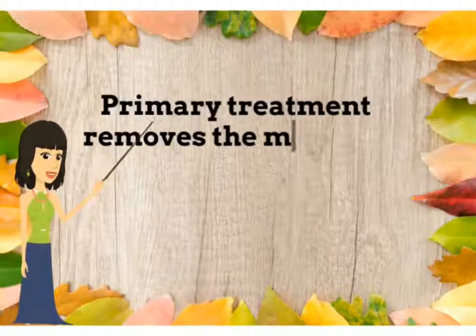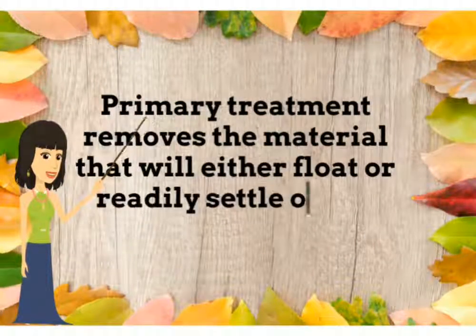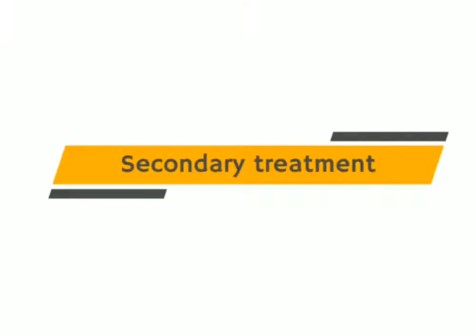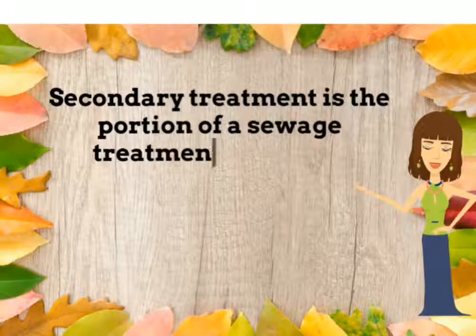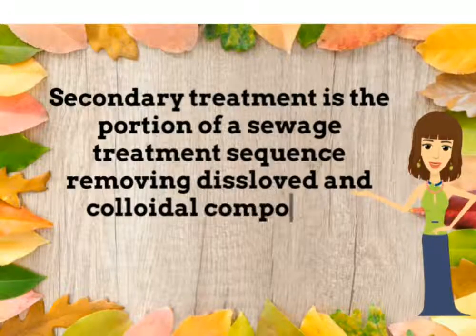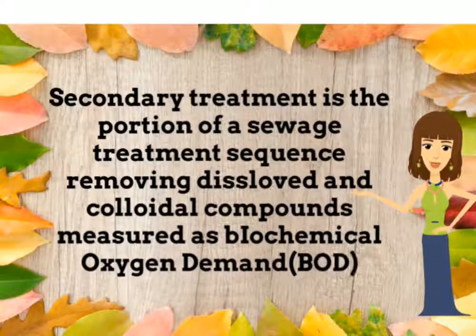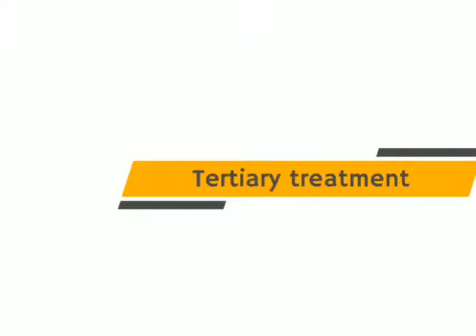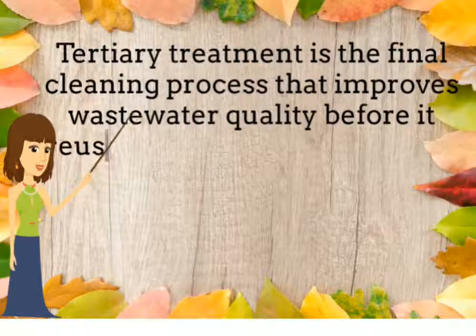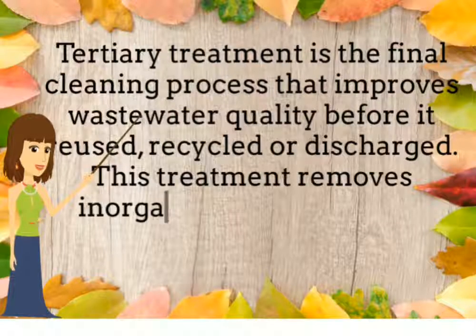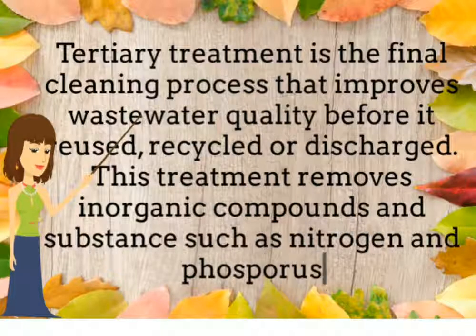Primary treatment removes the material that will either float or readily settle out by gravity. Secondary treatment is the process of sewage treatment sequence removing dissolved and colloidal compounds measured as biochemical oxygen demand. Tertiary treatment is the final treatment cleaning process that improves wastewater quality before it is reused, recycled or discharged to the environment. This treatment removes remaining inorganic compounds and substances such as nitrogen and phosphorus.